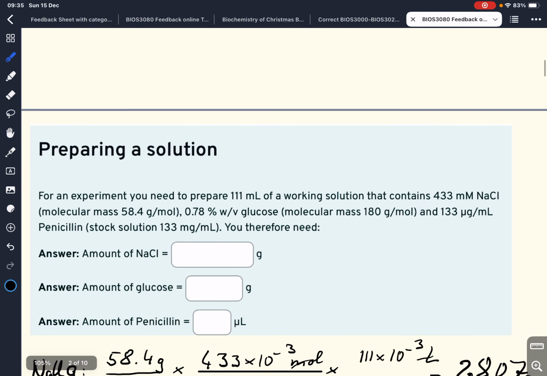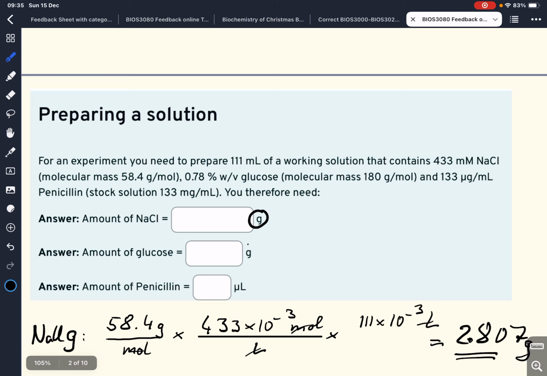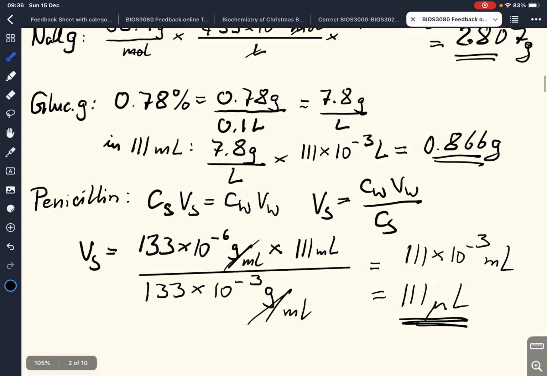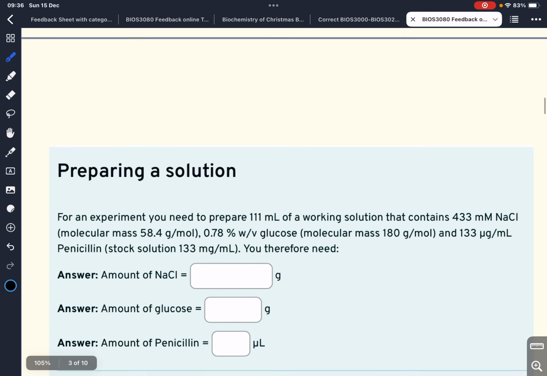And it's important to look at the units that we have been asked to give. So we would need to give that as 111 microliters.